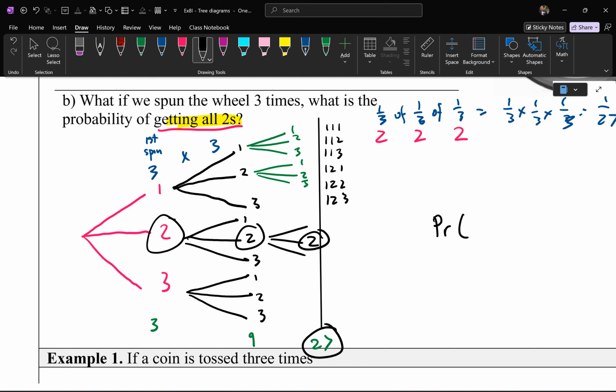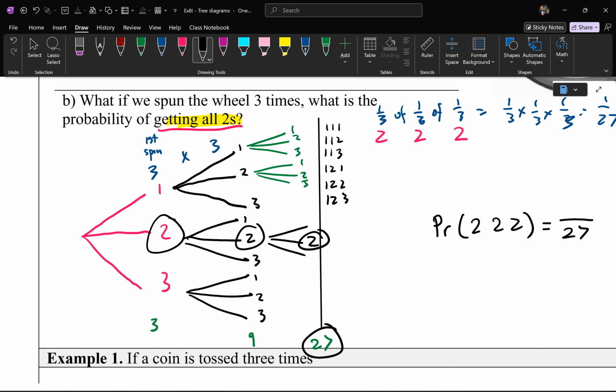So probability of getting a 2, 2, and a 2, I know there are 27 possible options to begin with. And that's because I know for every 3, there's another 3 here. And every 3 here, there's another 3 there. So 3 groups by 3 groups by 3 groups gives me 27 options in total. And the diagram is very obvious in that sense.